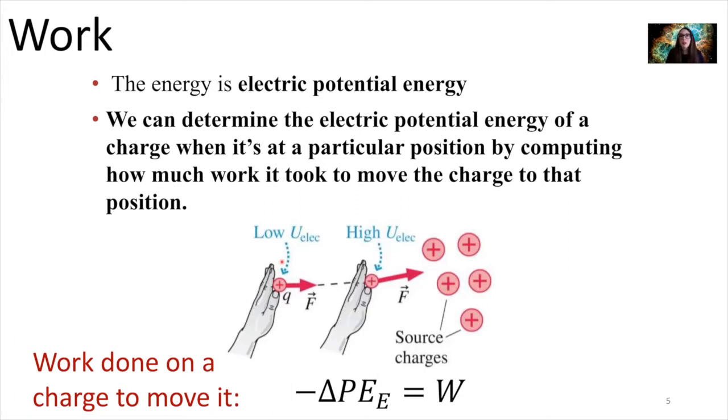We can determine the electric potential energy of a charge when it's at any position by computing how much work it took to move the charge to that position. So our work is minus the change in the electric potential energy. So we can figure out how much work it took to move that charge to that point if we know the difference in potential energies between the 2 points, its starting point and its ending point.